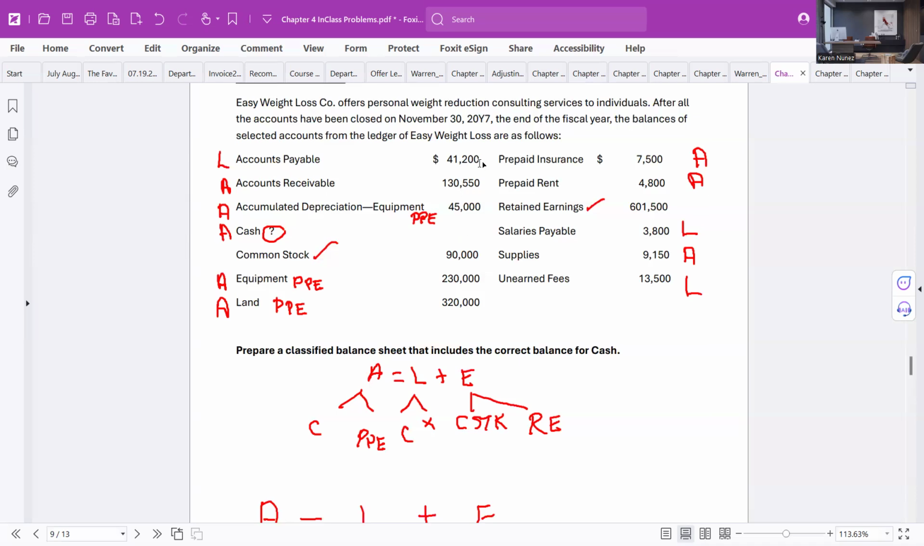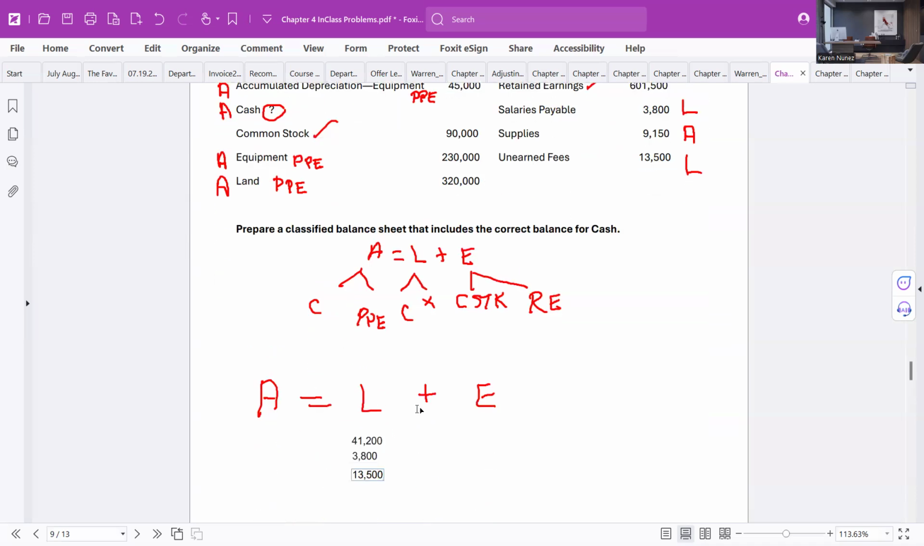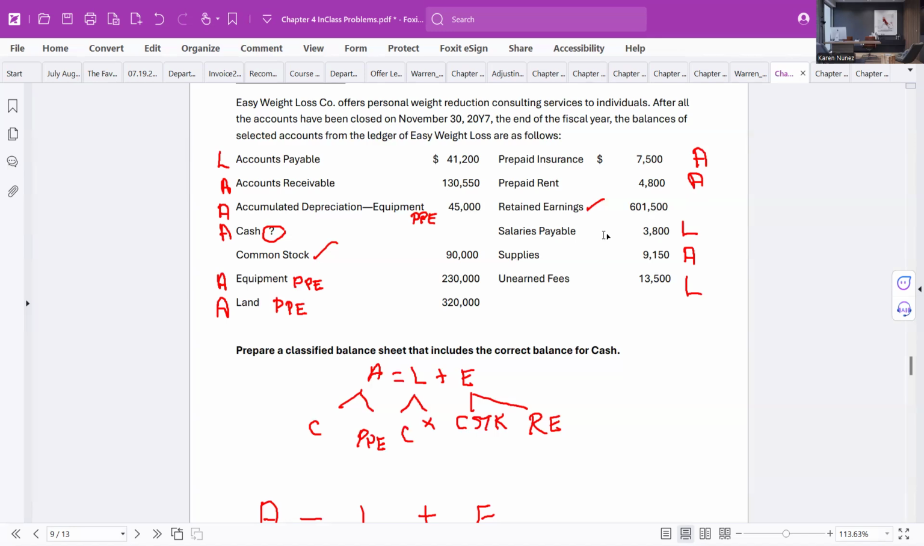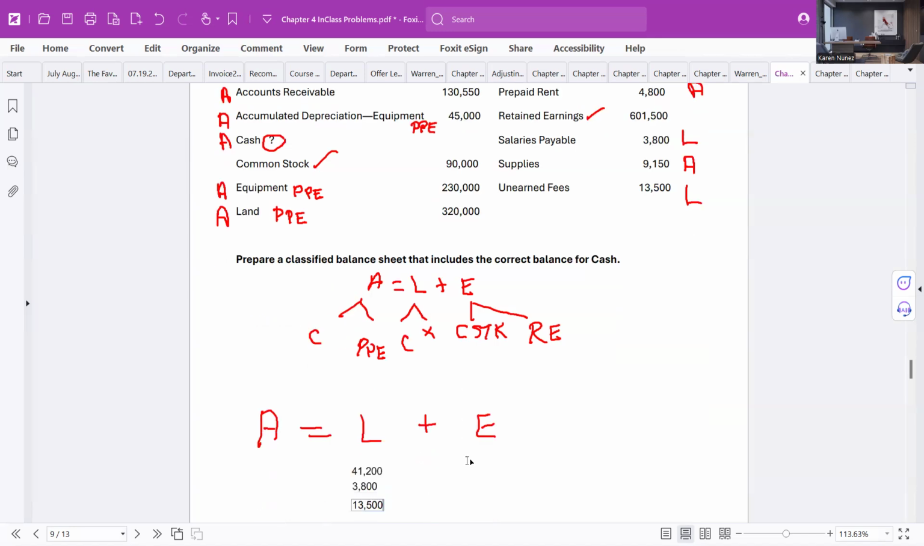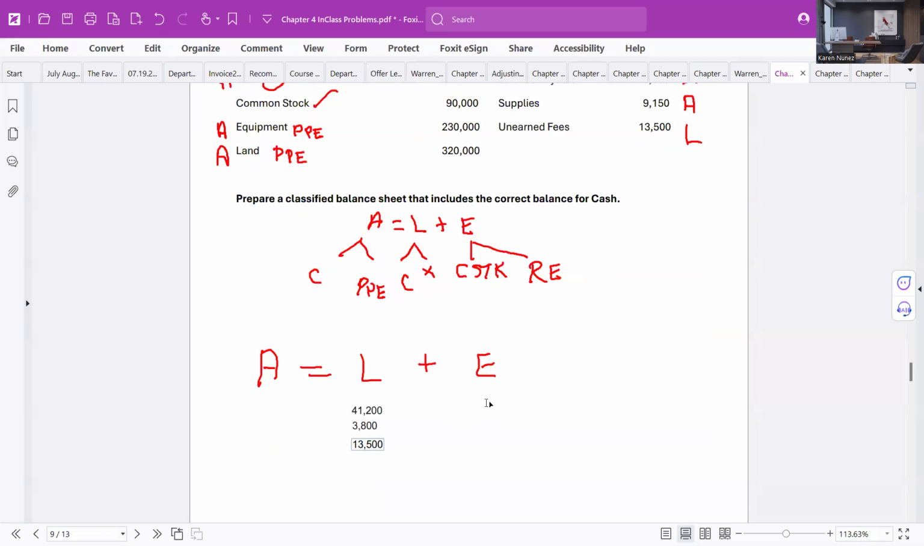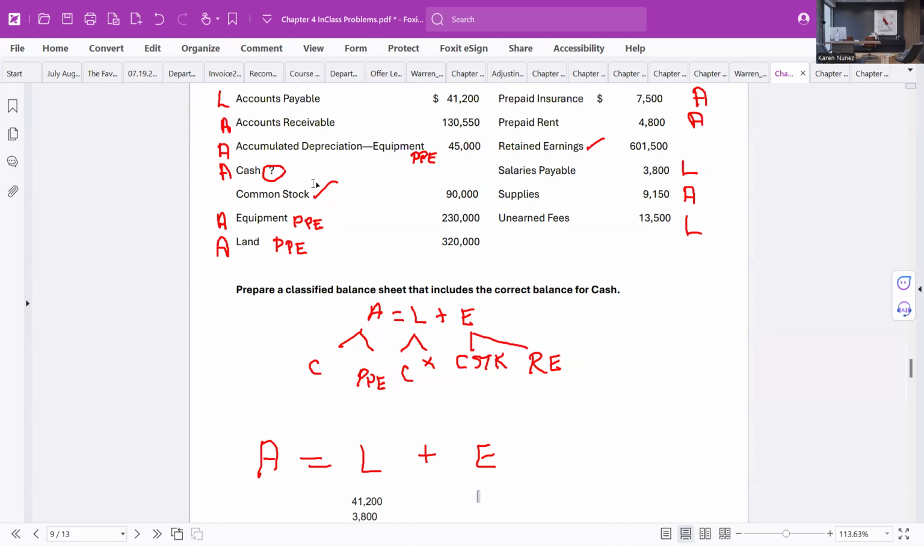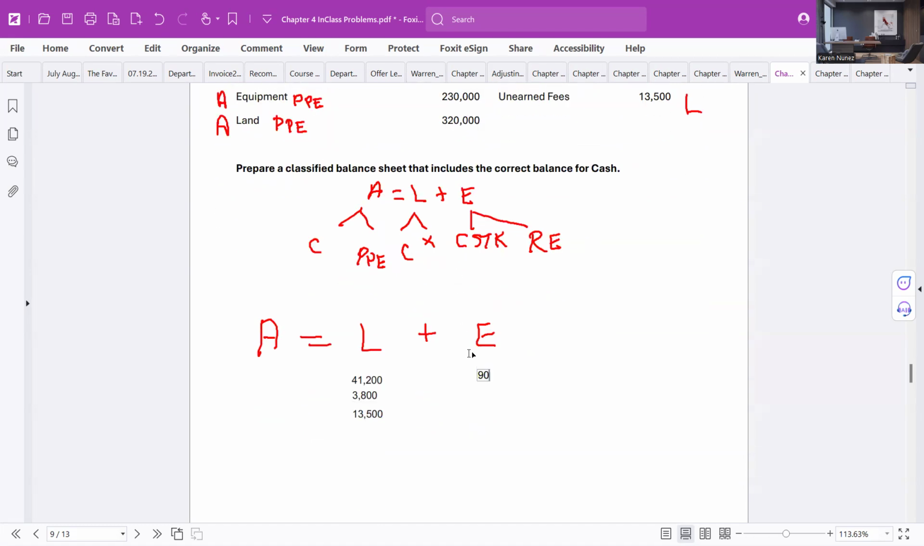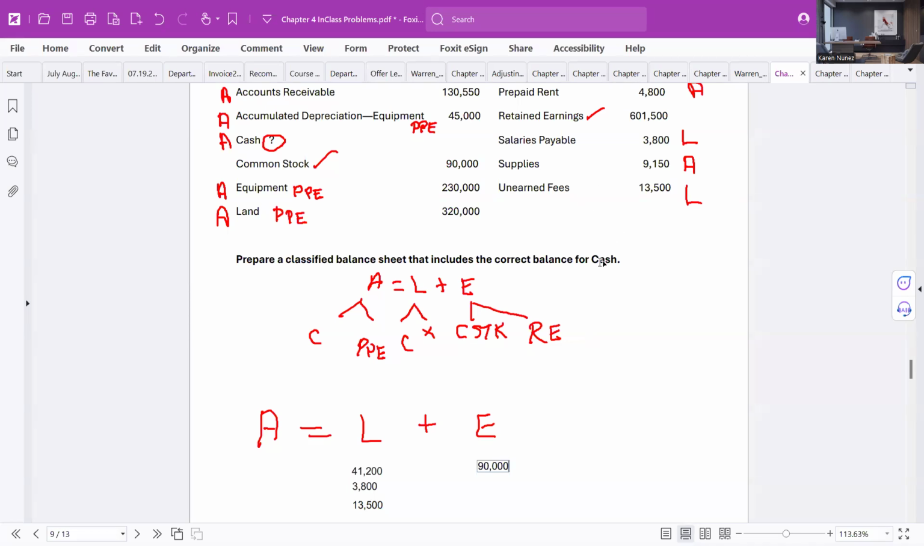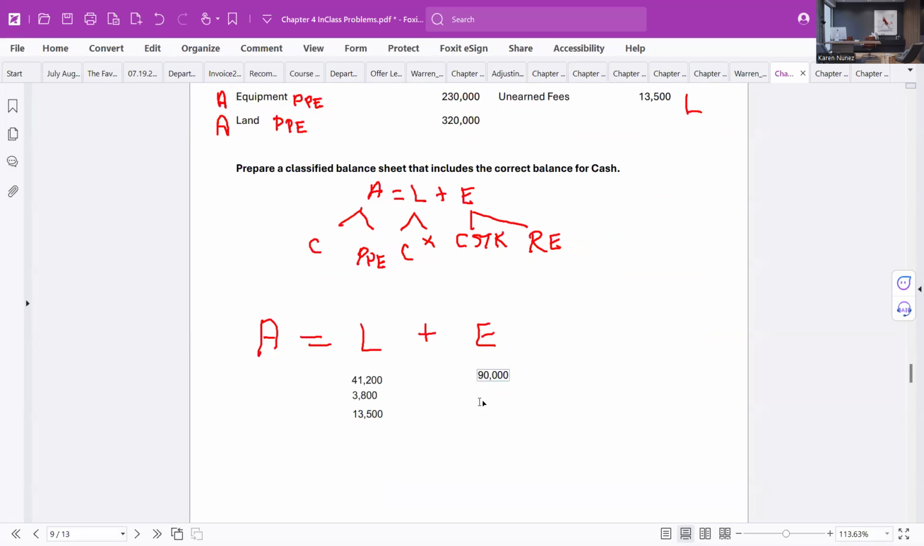Accounts payable of 41,200, the salaries payable of 3,800, and the unearned fees of 13,500. Those are the three liabilities. And the equity, well, we have the common stock of 90,000, and we have the retained earnings of 6,015.